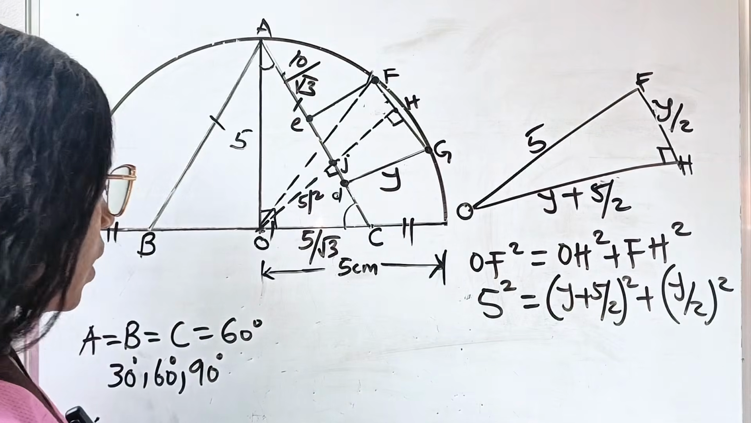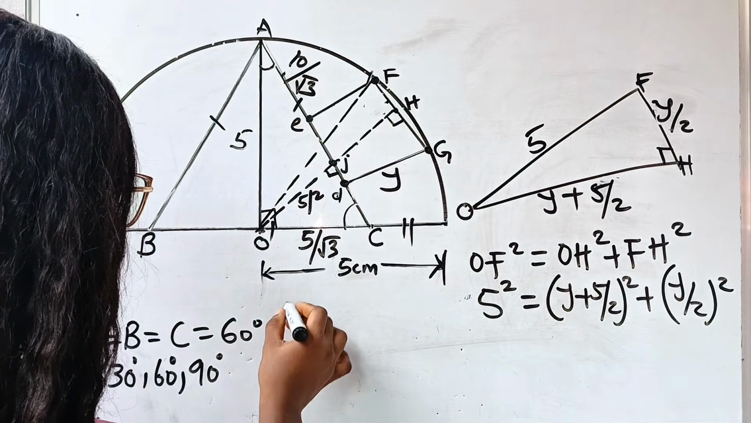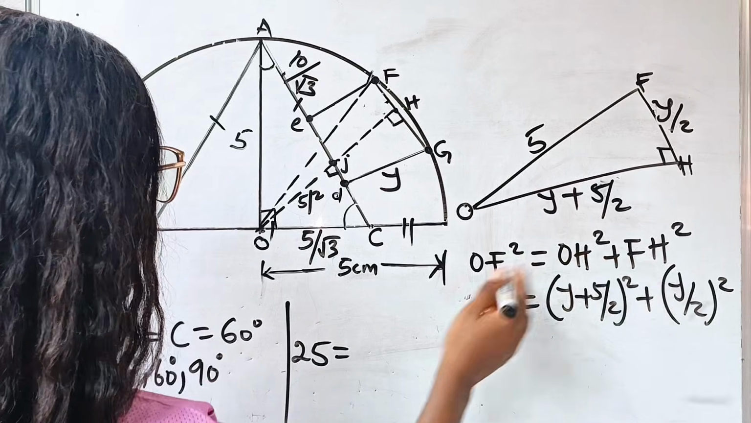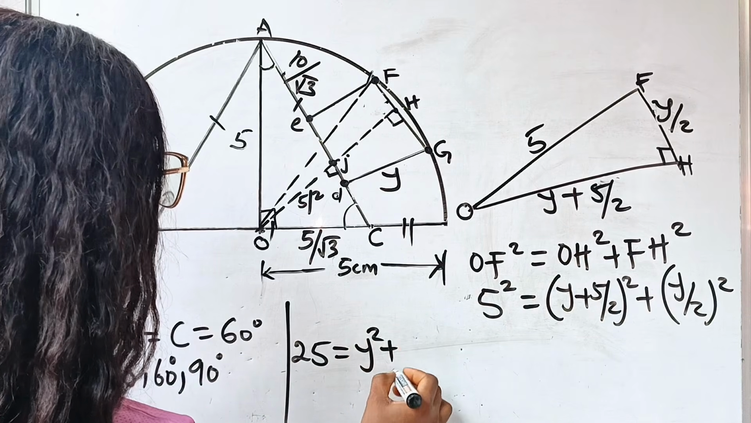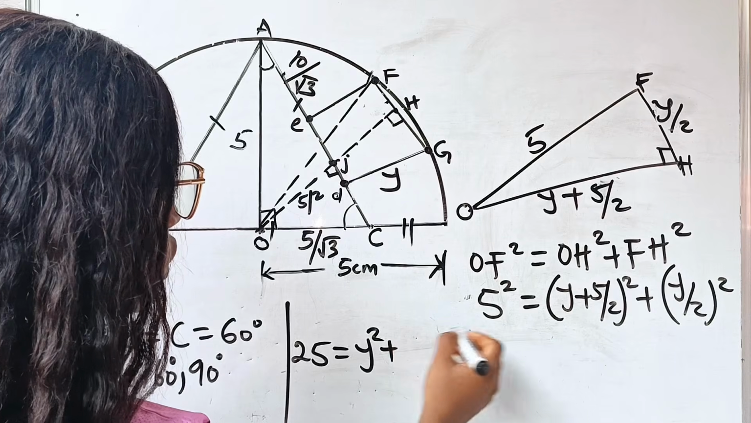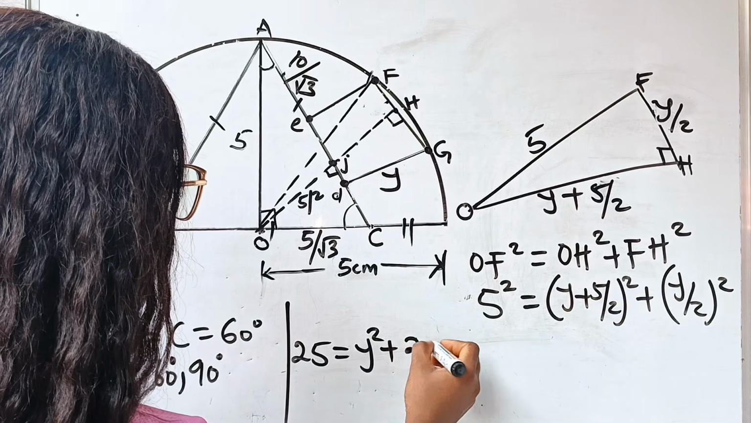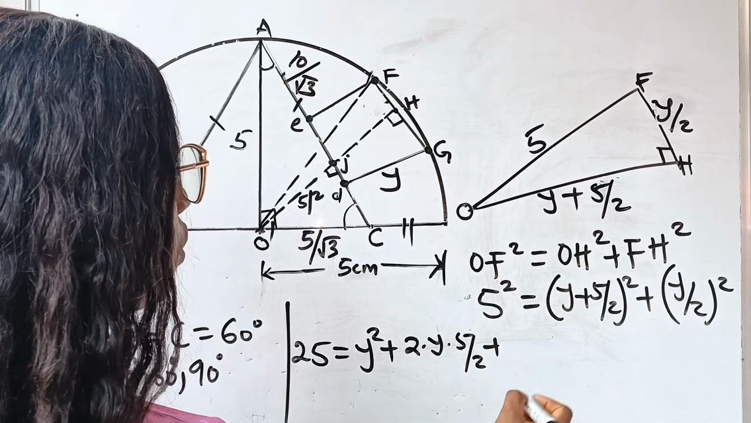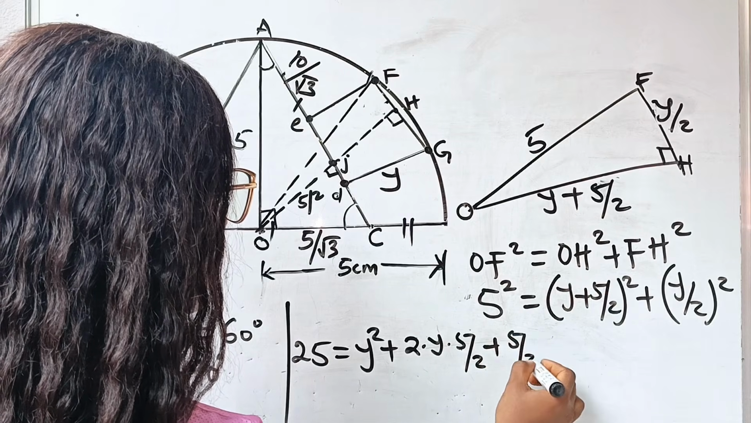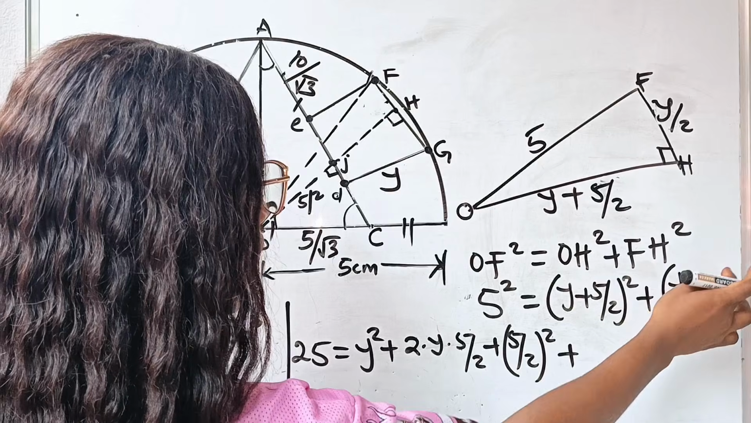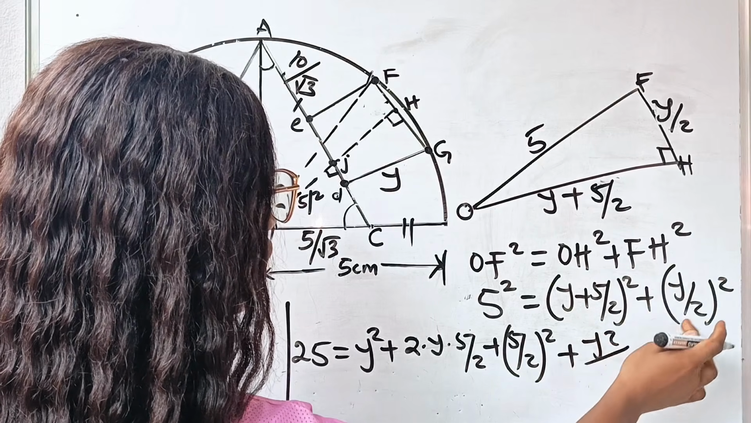So first we have 5 squared, which is 25, is equal to y squared plus 2 times y times 5 over 2, right? Which will give us 2 multiplied by y multiplied by 5 over 2. Then plus 5 over 2 squared. Okay, then plus y squared over 2 squared, which is 4.